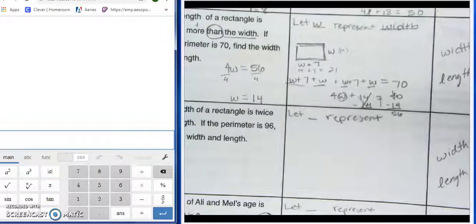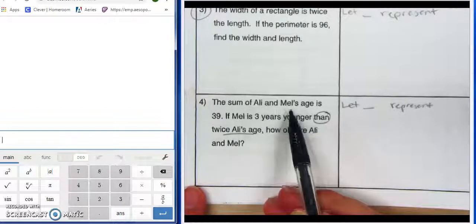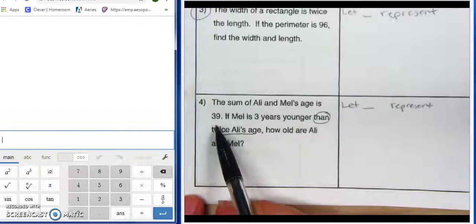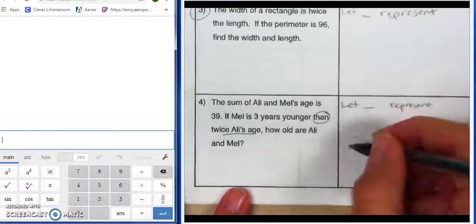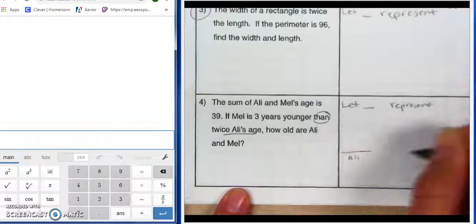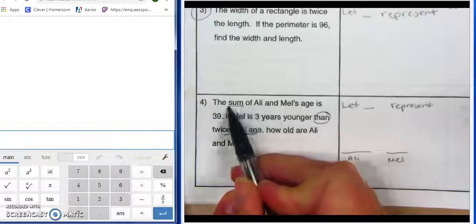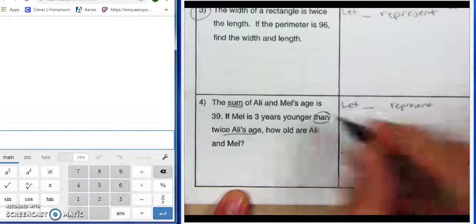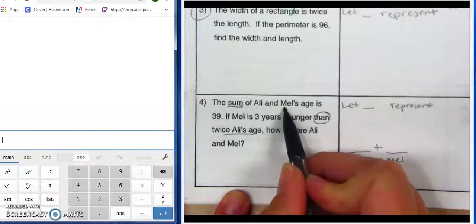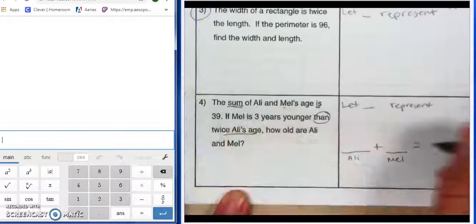Number 4 gives you people's ages. It says the sum of Allie and Mel's age is 39. Now this one wouldn't make as much sense to draw a picture of. I'm not going to draw a picture of Allie and Mel, but I'm going to leave blanks. I'm going to say that this blank is for Allie and this blank is for Mel. And it tells me the sum. The sum means we're going to add Allie and Mel's age, and it is means equals 39.